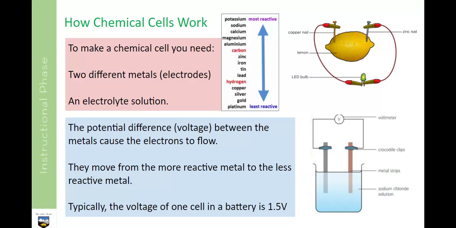Now, a typical voltage of one cell is 1.5. So what voltage would I get if I had two cells together in a battery?